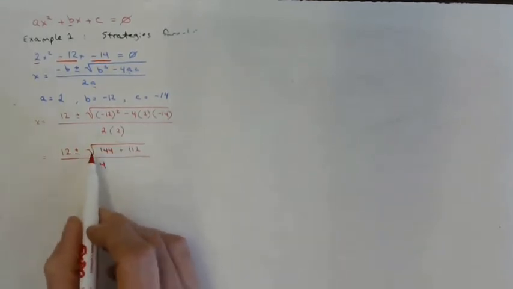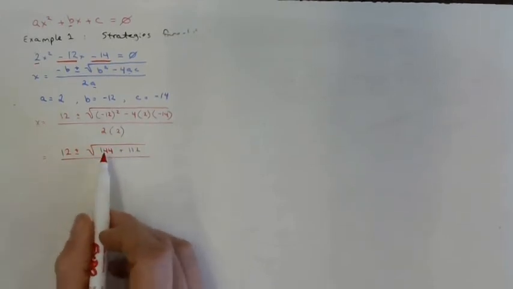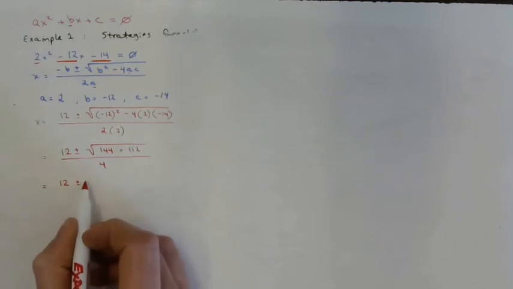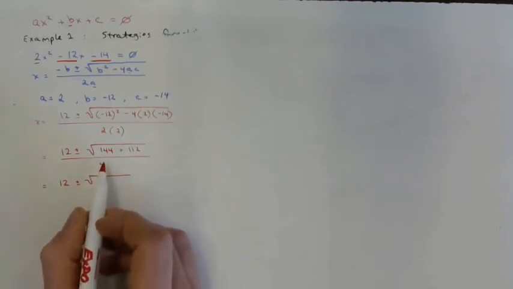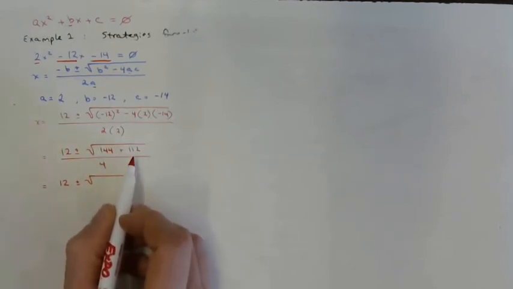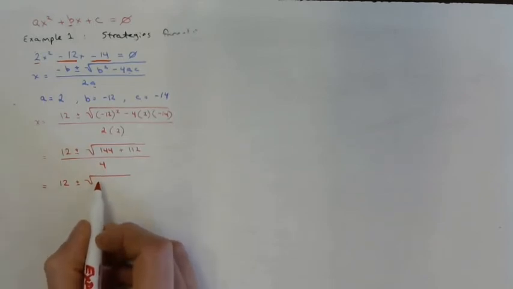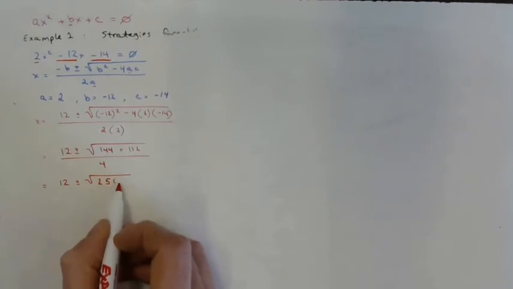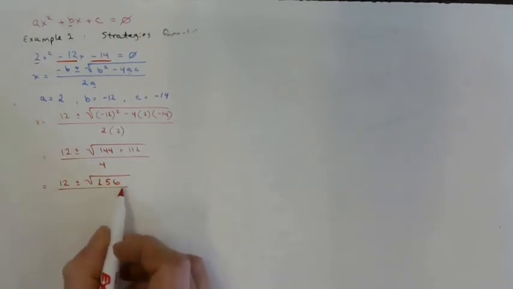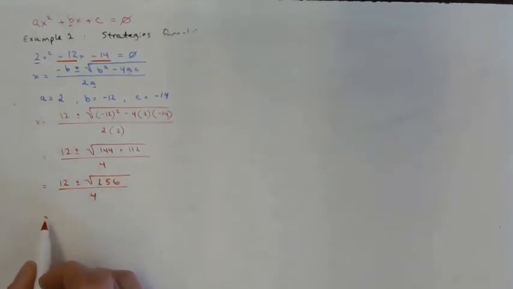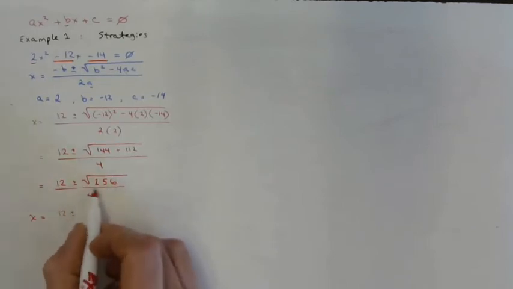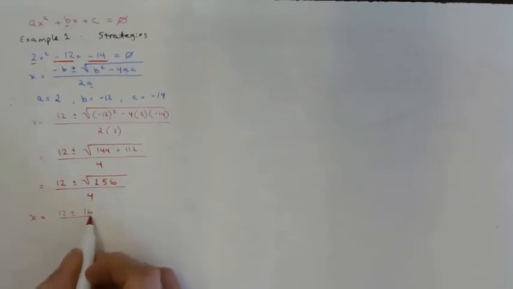This is why we did our lesson on radicals, because we're going to be able to reduce this radical. So we've got 12 plus or minus the square root of 144 times 112 plus... we get 256. So we've got 12 plus or minus the square root of 256, which is 16, over 4.